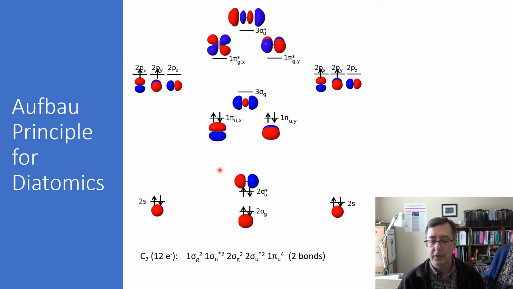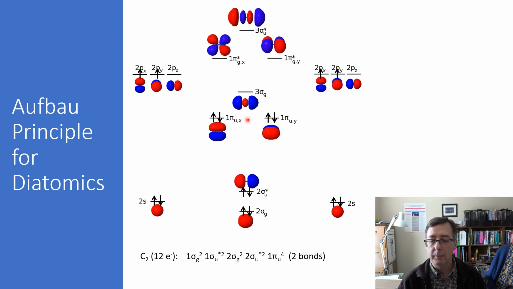The electron configuration then is 1 sigma g 2, 1 sigma u star 2, 2 sigma g 2, 2 sigma u star 2, and there are 4 electrons in the 1 pi u, and that fills it up. And my bond order formula would then tell me there are 2 bonds because all the lower stuff cancels. This stuff doesn't cancel. 4 electrons are in bonding orbitals. Divide that by 2, I get 2 bonds.